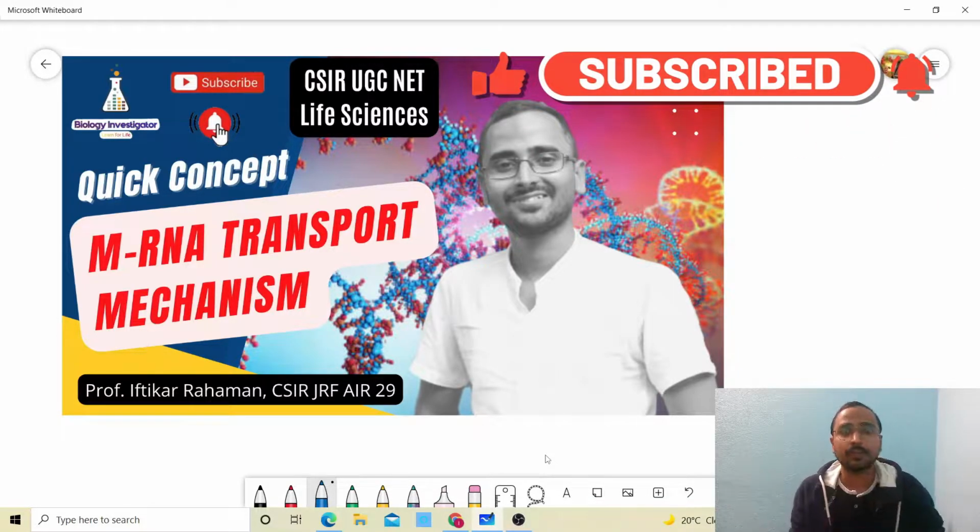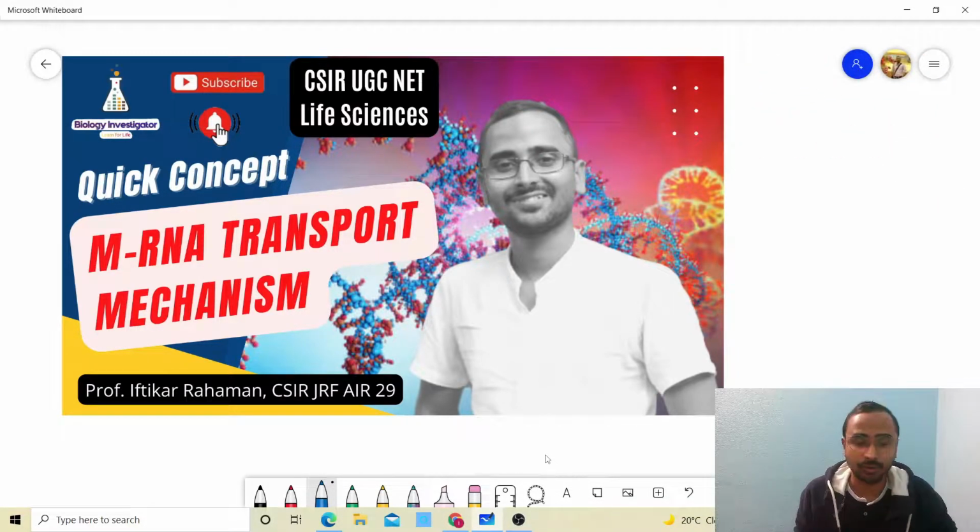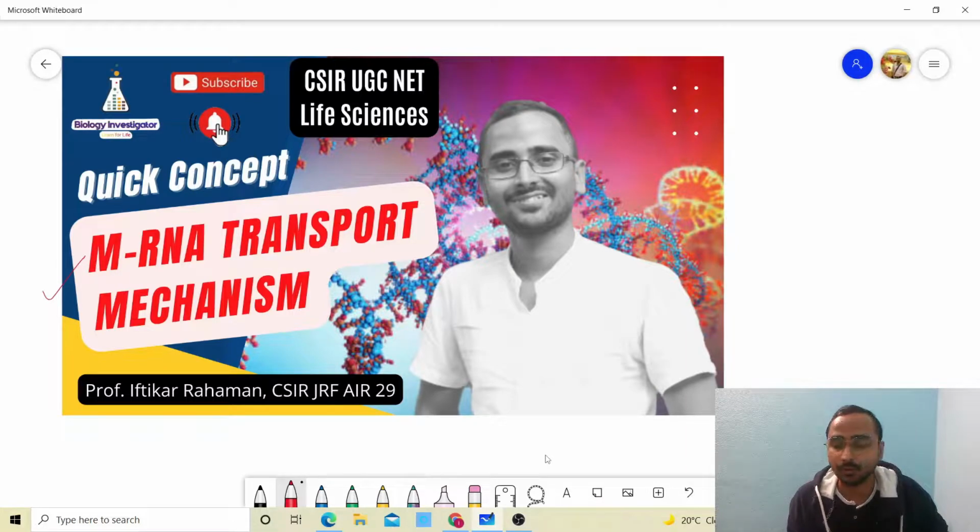Today we'll be talking about a quick concept regarding the CSIR-UGC NET examination, and this will help you acquire knowledge regarding the mRNA transport mechanism. The mRNA transport mechanism is a very important topic for the exam, and sometimes it is avoided in some discussions, but you need to know how this transport mechanism works. I will briefly explain it to you, so you need to remember everything, as it is a molecular biology topic. So this is all about molecules.